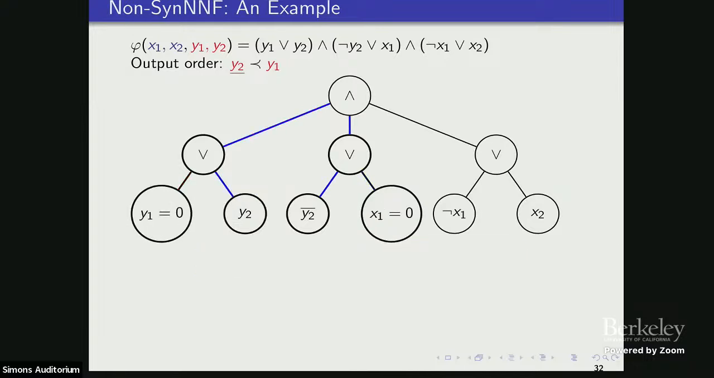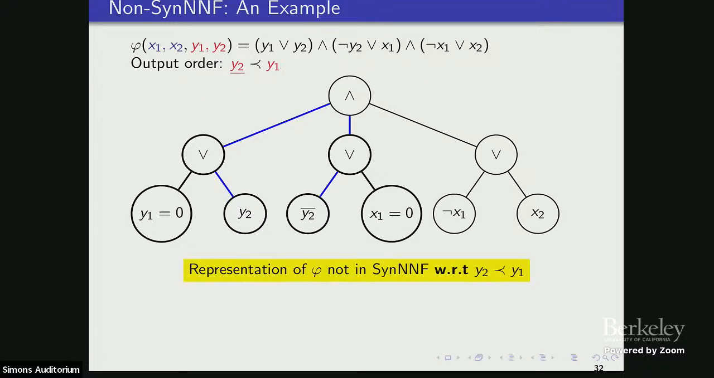But then if you flip the ordering, then it is, because I have to ask, can I make this behave like y2 and y2 bar? And indeed, there is a way of assigning values to the other variables that makes it behave like y2 and y2 bar. So the same representation may be in SYN-NNF with respect to one ordering of outputs and not with respect to another ordering of outputs. And so this definition is order dependent. One can also come up with an order independent variant, saying that it should hold for all orderings of the outputs, but then that becomes much stronger.